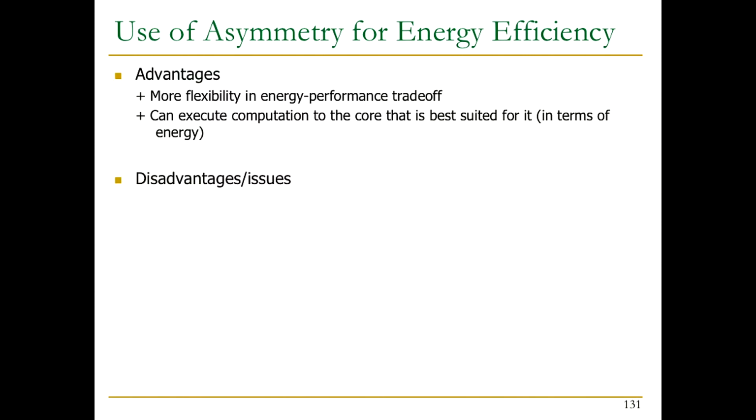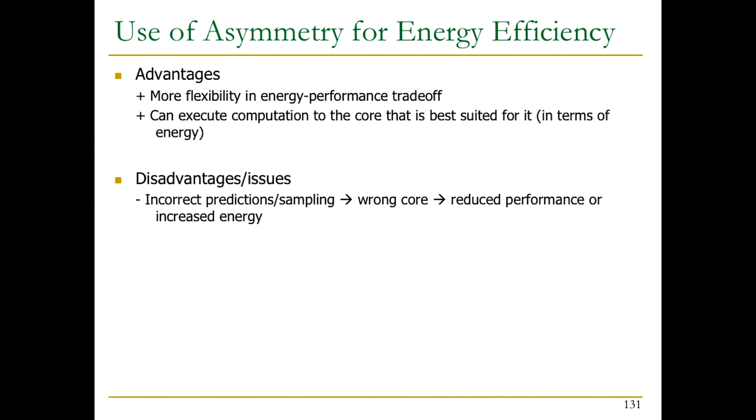Okay, so advantages, clearly you get more flexibility in energy performance trade-off. Again, heterogeneity enables more flexibility. You can execute computation on the core that's best suited for it. How do you design the cores? Again, it's similar. Yeah, so this actually has similar issues, as we've discussed, incorrect predictions. Actually, the movement of an entire thread leads to potentially a lot of incorrect predictions. As a result, you may get the wrong core, reduce performance, or increase energy. So later, people have built on figuring out models as to when you should move from one core to another core in terms of both performance and energy.